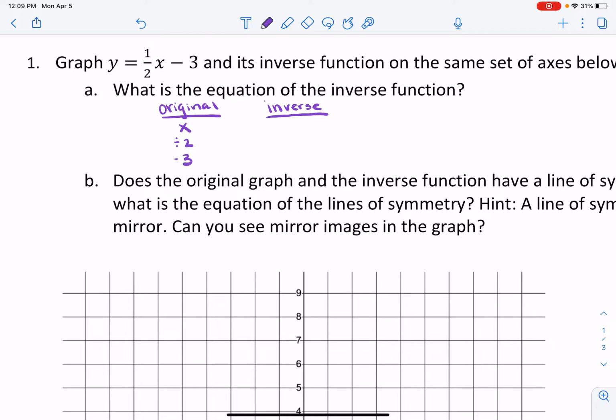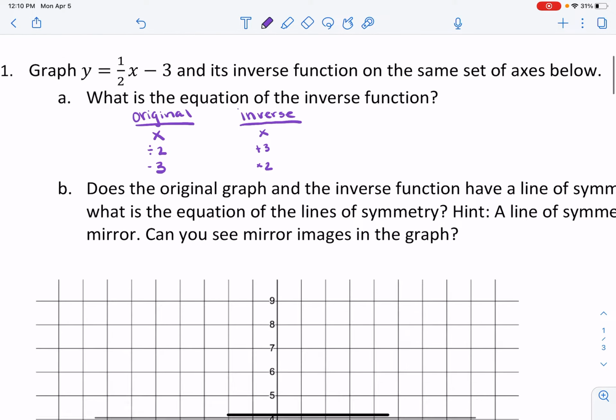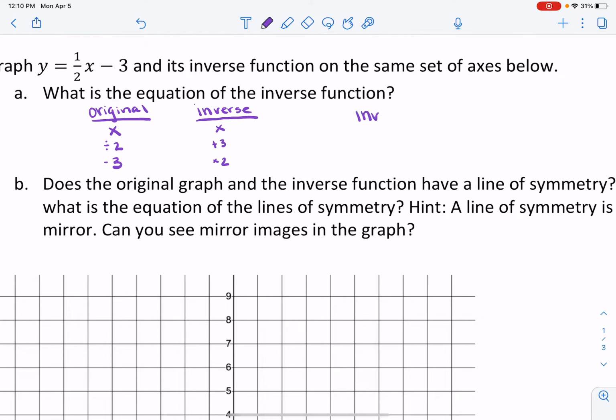So now thinking about the inverse of this, we've got our x, we start from the bottom and we do the opposite. So this means that we are adding 3. And then instead of dividing by 2, we will be multiplying by 2. Okay. So let's go ahead and write our inverse function to the side. So what this says is we have an x, we are adding 3 to it, and this whole thing is being multiplied by 2. So here is our inverse function.